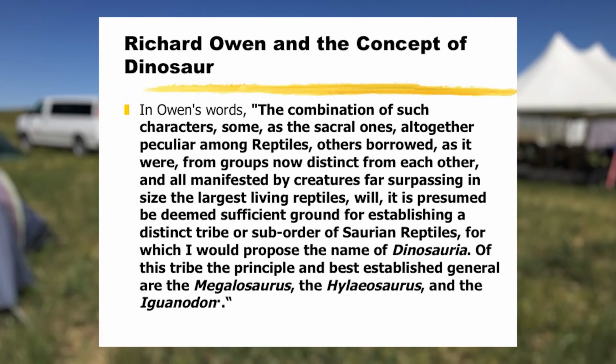Here's what he said: in combination of such characters, some, such as the sacral ones, that is, they had sacral vertebrae fused together, also peculiar among reptiles, others borrowed, as it were, from a group now distinct from each other, and all manifested by creatures far surpassing in size the largest living reptiles, it is presumed to be deemed sufficient ground for establishing a distinct tribe or suborder of saurian reptiles, for which I would propose the name Dinosauria. Of this tribe, the principal and best established genera are Megalosaurus, Hylaeosaurus and Iguanodon. So there is the description of the Dinosauria.